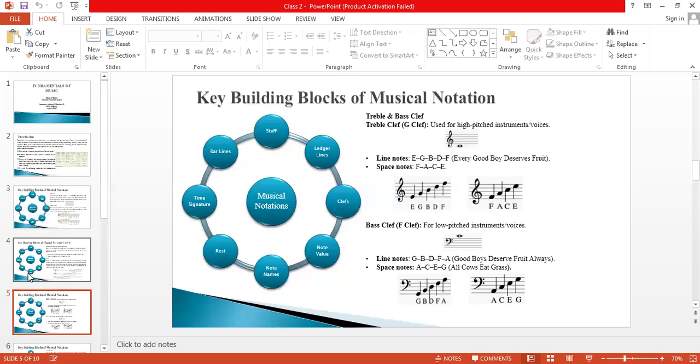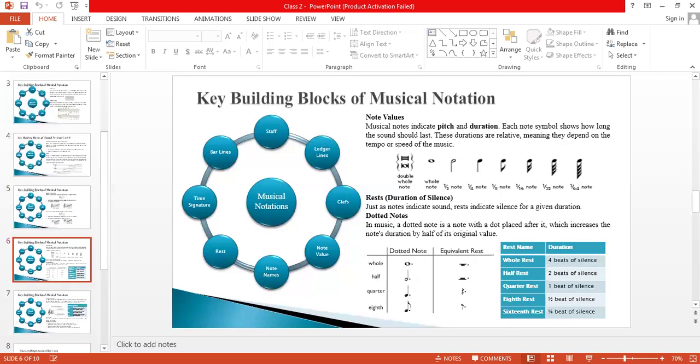And in the spaces between the 5 lines, we have what is called FACE. You see the movement is on there. If we start from the first line, we have E, F, G, A, B, C, D, E, F, G. You still continue like that. So that's why we have it made up in that way. And for the bass clef, the line notes are G, B, D, F, A: Good Boys Deserve Fruits Always. And the space notes are A, C, E, G: All Cows Eat Grass. All cows eat grass.